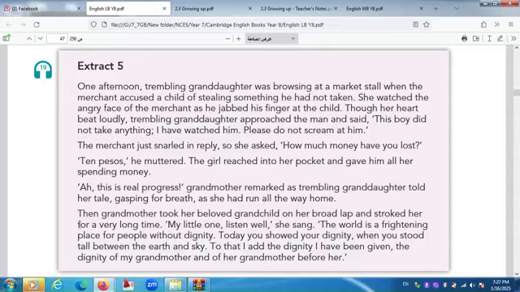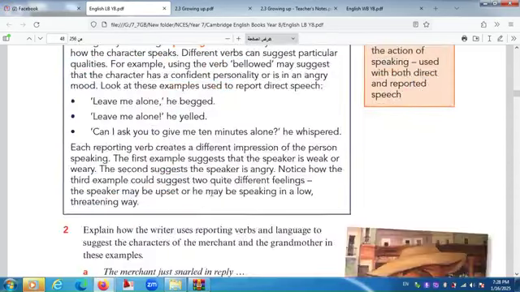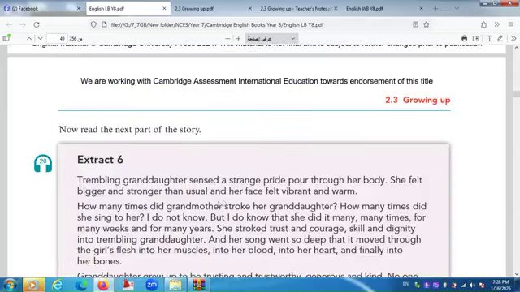Okay? And they said here, "for a very long time." Okay? That means the song is long. You understand what I mean? And again, "I will give you the dignity of my grandmother and her grandmother before." So that's the traditions or the song or the value which she inherited from her grandmother, and she is giving it to the granddaughter now. Let's read now extract 6 with each other, and then we will try to comment on everything, okay?